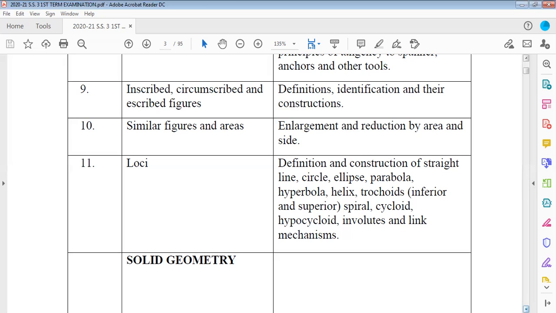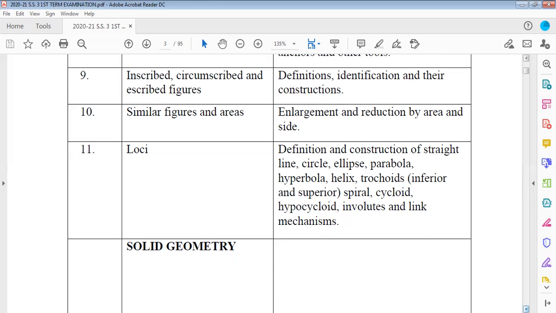Now, for the loci, you'll be given a definition of each of the curve. Okay, so construction of straight line, construction of circle, ellipse, parabola, hyperbola, helix, trochoid. We have types of trochoid, inferior and superior trochoid, spiral, cycloid, hypocycloid, involutes, and link mechanisms. So those are the things that will be taught under loci. You need to pay attention to each of them. How you can construct each of them, you need to pay attention to that. So that's on plane geometry.